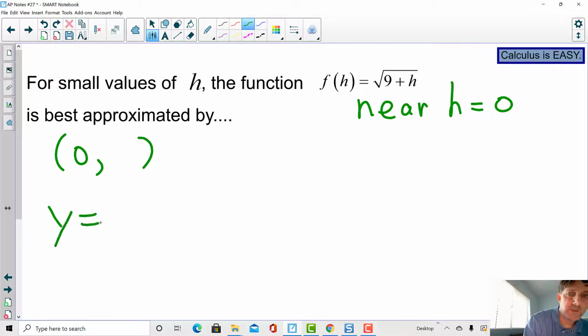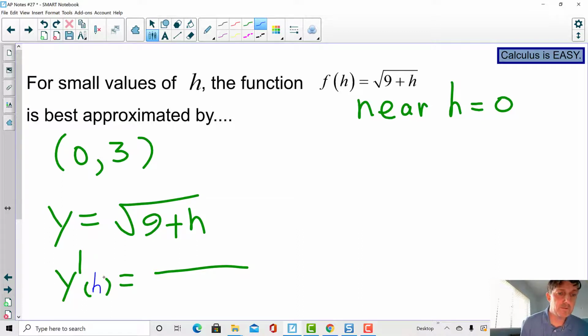Our function is going to be the square root of 9 plus h. It's kind of like 9 plus x. When you plug in 0, you get 3. Remember the rule for the derivative of the square root of x? It would be 1 over 2 root x. We don't have an x. We have a 9 plus h. So we're going to have to do the derivative of 9 plus h, and that's just going to be a 1. So we don't get anything extra from the chain rule.